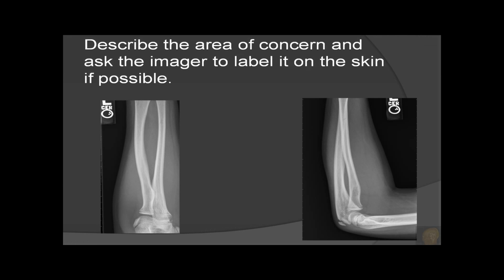Also, if you can describe the area of concern, ask the imager to label it on the skin, if possible, that will be very helpful. For example, this is an X-ray of a forearm where the patient had pain. At first glance, I don't see any fracture in this patient. I don't see any bone malalignment.